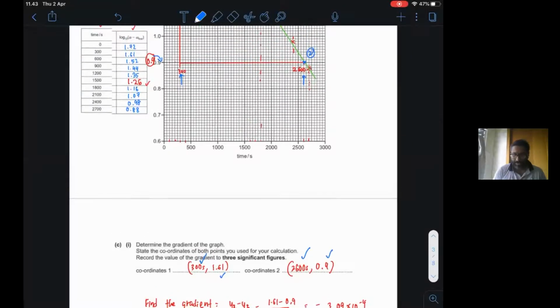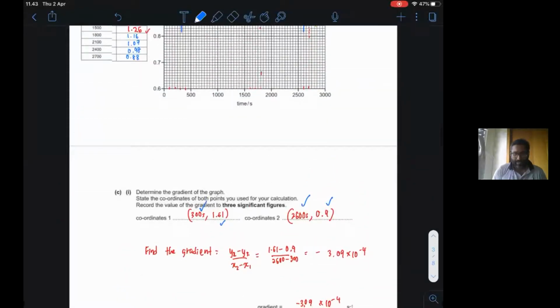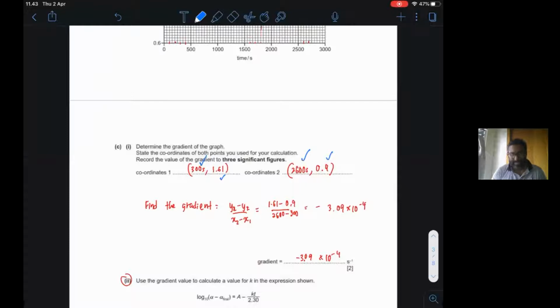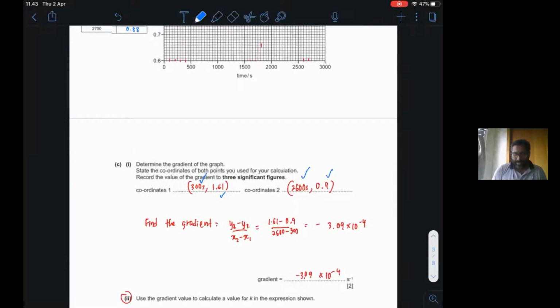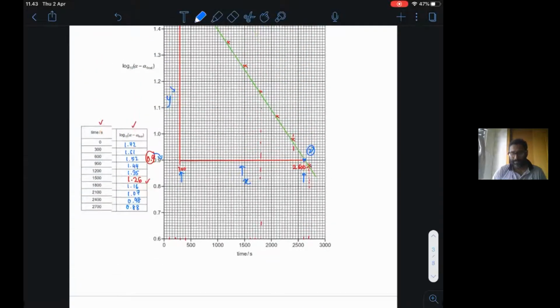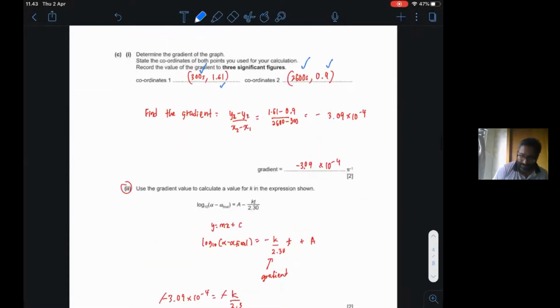You can actually choose your own coordinates, but the answer will be based on the coordinates that you choose. So find the gradient. There is a formula, but basically the gradient is going to be y divided by x. This is y, this is x. I found the gradient, and it is a negative gradient because it's going to the left. So I will get this value. In the answer key, they put the gradient as positive, but if you give it as negative, no problem.